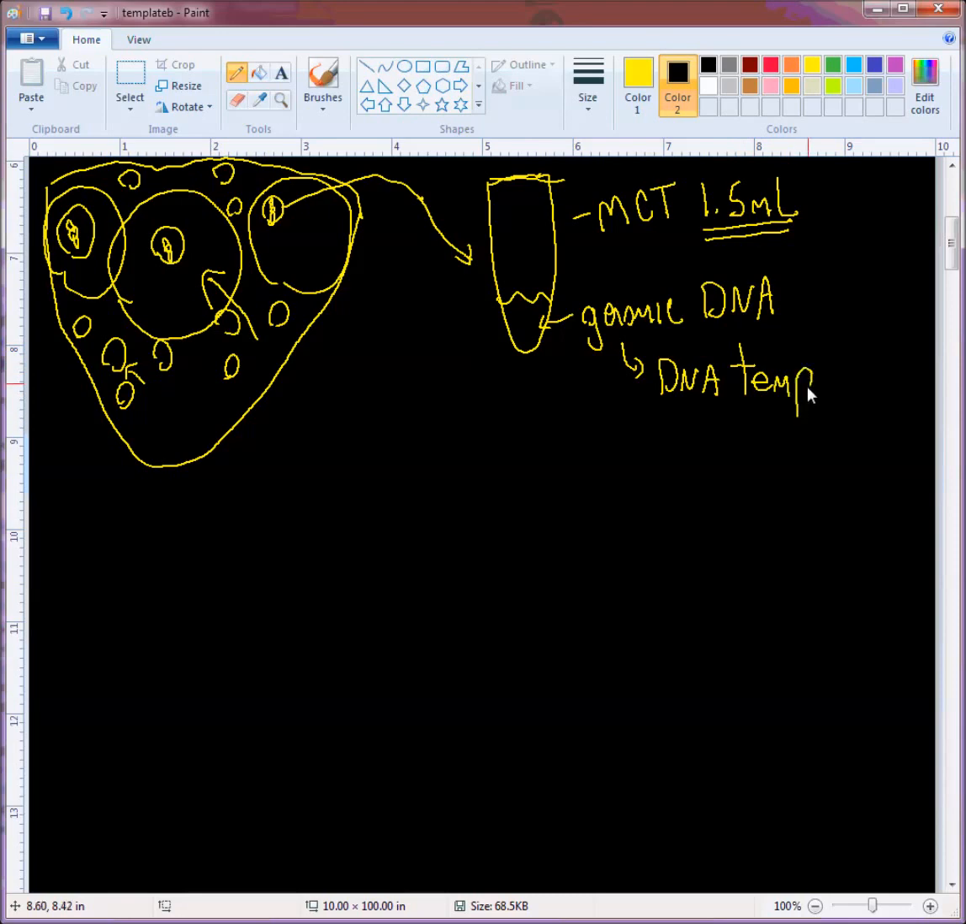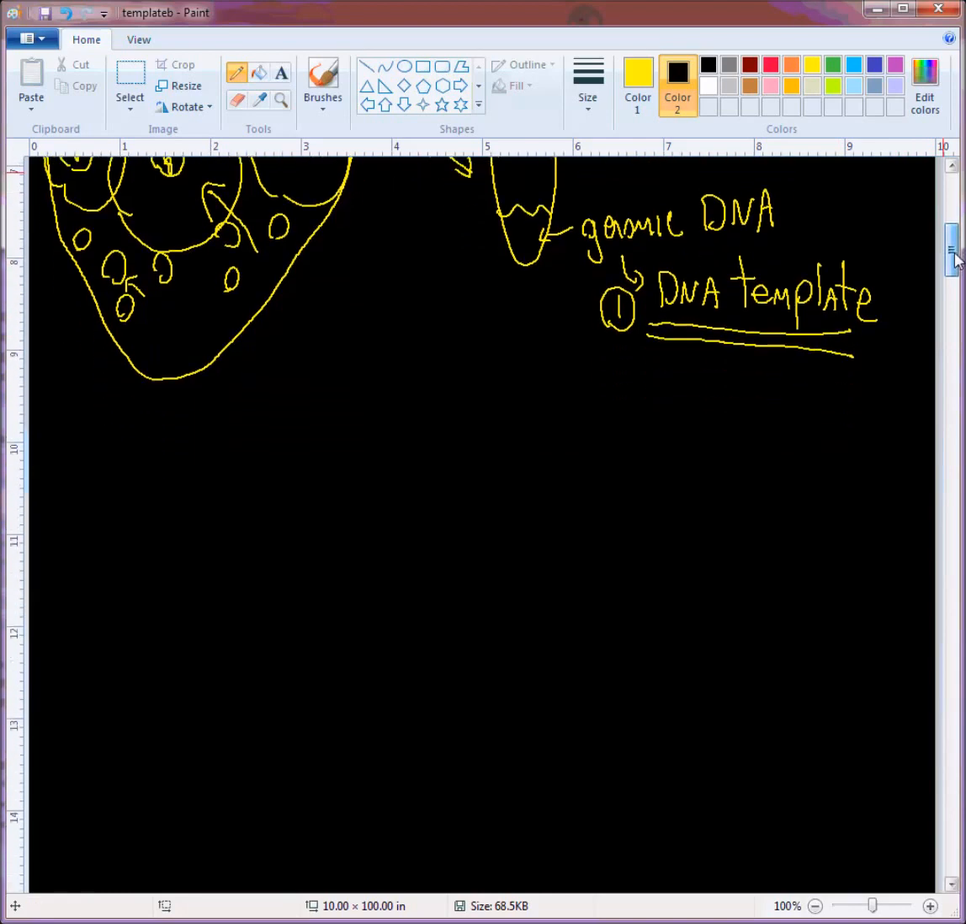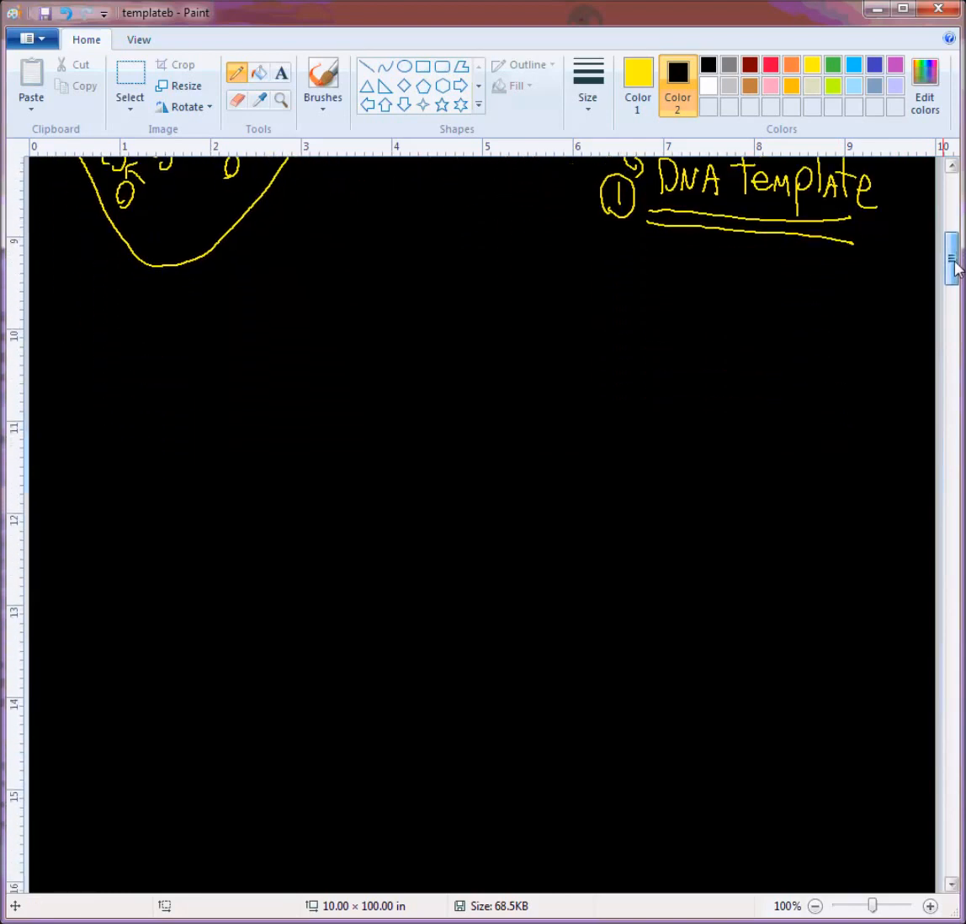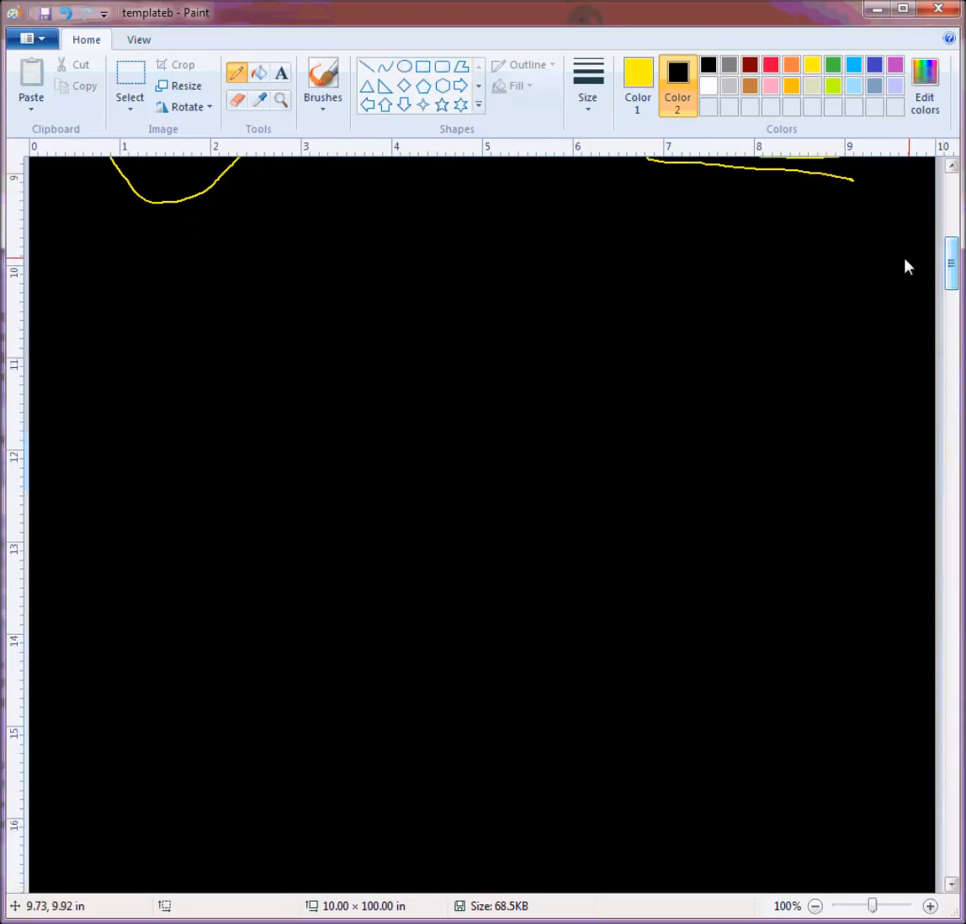So PCR requires a number of different components, and a DNA template is the first component we're going to need for PCR. Okay, so next, nowadays things are made really simple for us. So we can order these relatively expensive kits called PCR kits, polymerase chain reaction kits.